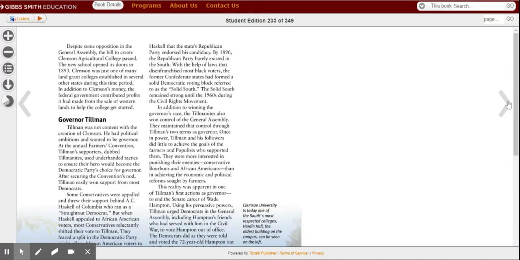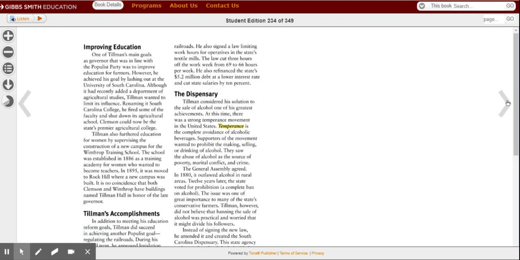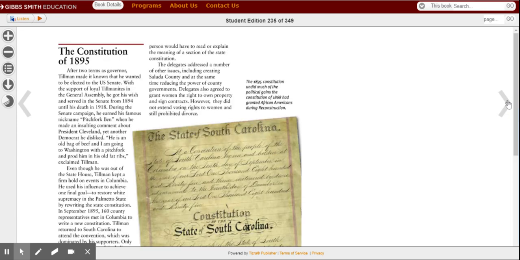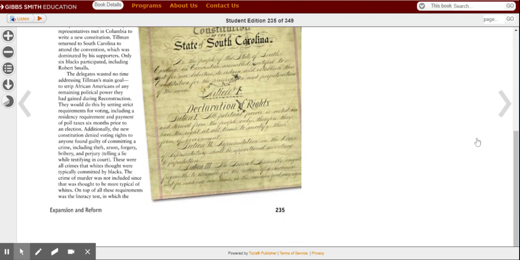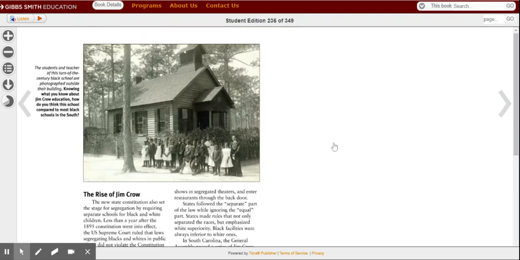All right. Of course, he served as governor. We beat that to death. South Carolina's new constitution. After two terms as governor, Tillman made it known that he wanted to be elected to the U.S. Senate, and a lot of Tillmanites supported him, and he got his wish and served in the Senate in 1894. After that, the Constitution, of course, would be amended. And then you'd have popular elections for senators.